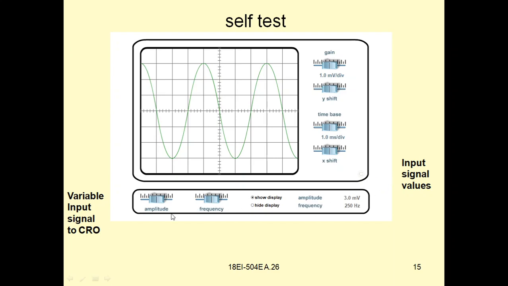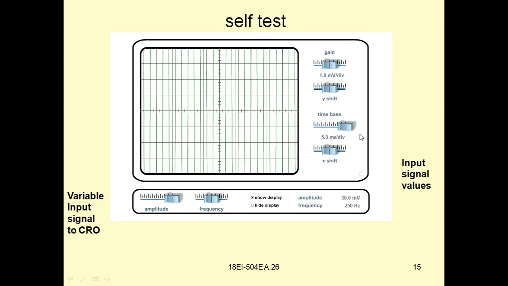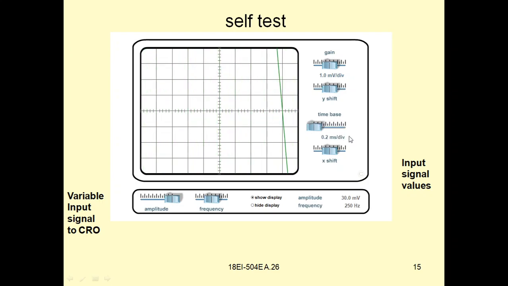Now instead of 3 millivolts, let me take it as 30 millivolts. So on the screen it is not visible as such. So for that, what I have to do, I have to increase the gain. Sorry, I have to decrease the gain. So even then it is out of range. So when it is out of range, you cannot apply that much signal.